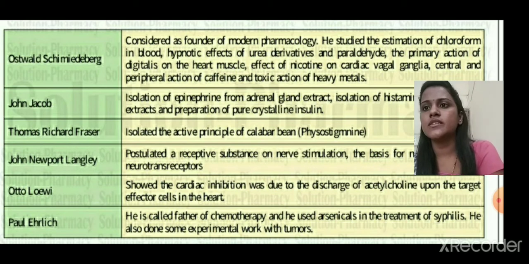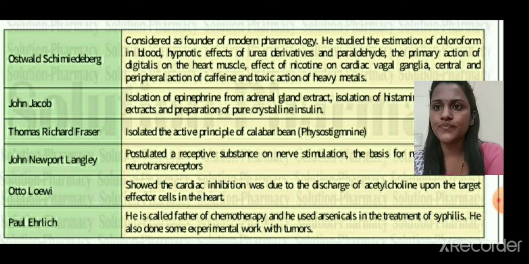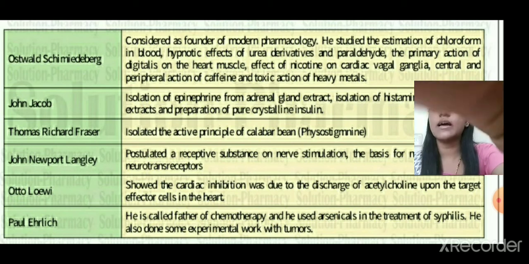The next scientist is John Jacob Abel. He isolated epinephrine from adrenal gland extract. Also, he isolated histamine.